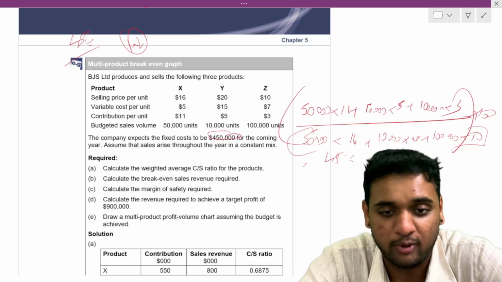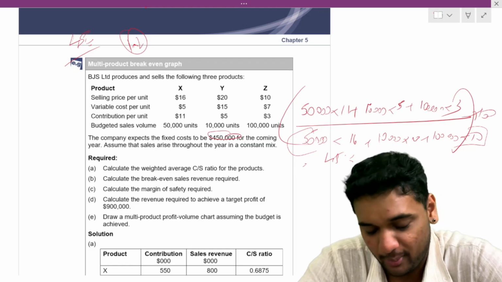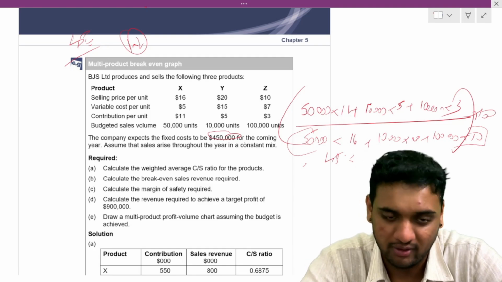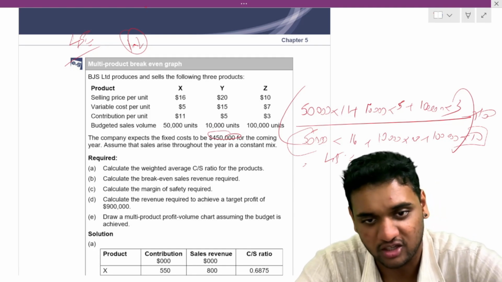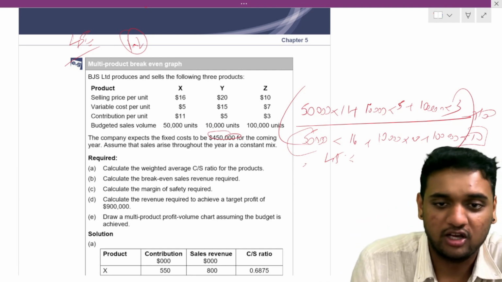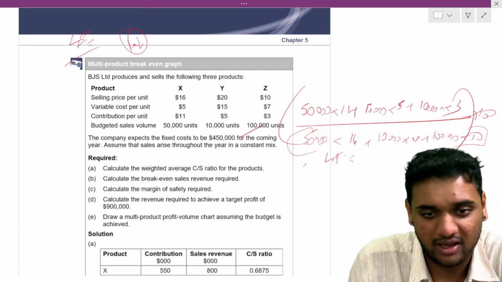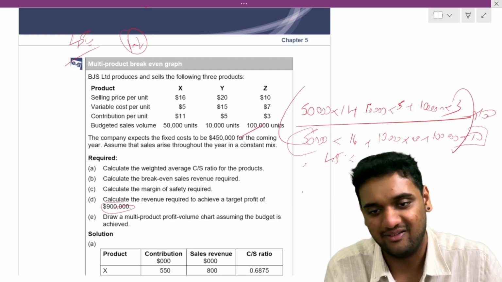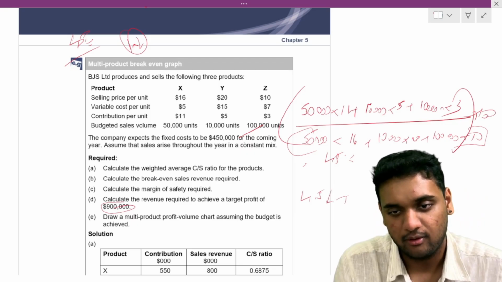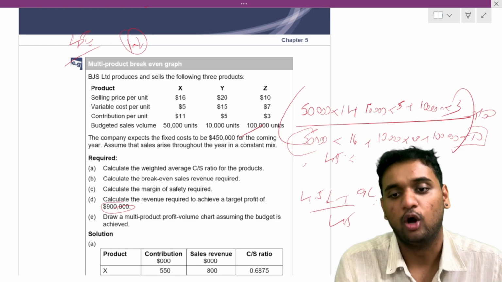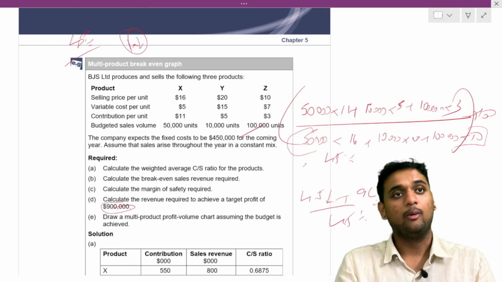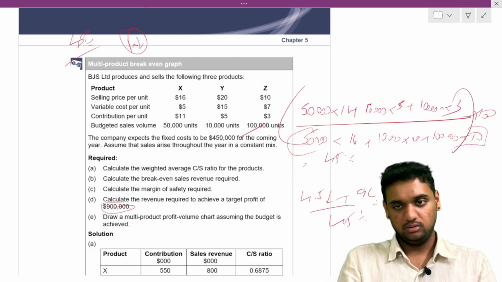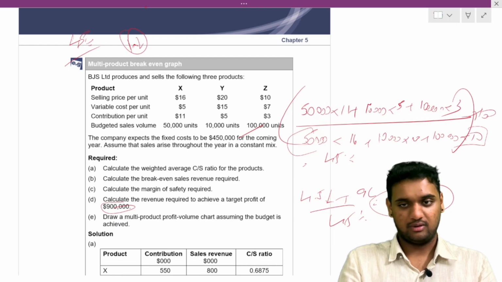What is the formula for required profit? Fixed cost plus required profit divided by contribution per unit normally, but here there are multiple products, so we will take only the weighted average CS ratio. What is the fixed cost? 4,50,000. What is your required profit? 9 lakhs. So 4,50,000 plus 9 lakhs divided by 45%. If you do that, what will you get? 30 lakhs. You have to sell 30 lakhs worth in order to get the required profit of 9 lakhs.